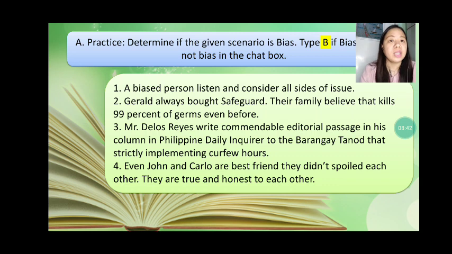Yeah, of course, it's not bias. It's because when we say bias, diba, there is only one side. Number 1 is telling us both sides ang kino-consider ng isang tao. Then, that is not bias.